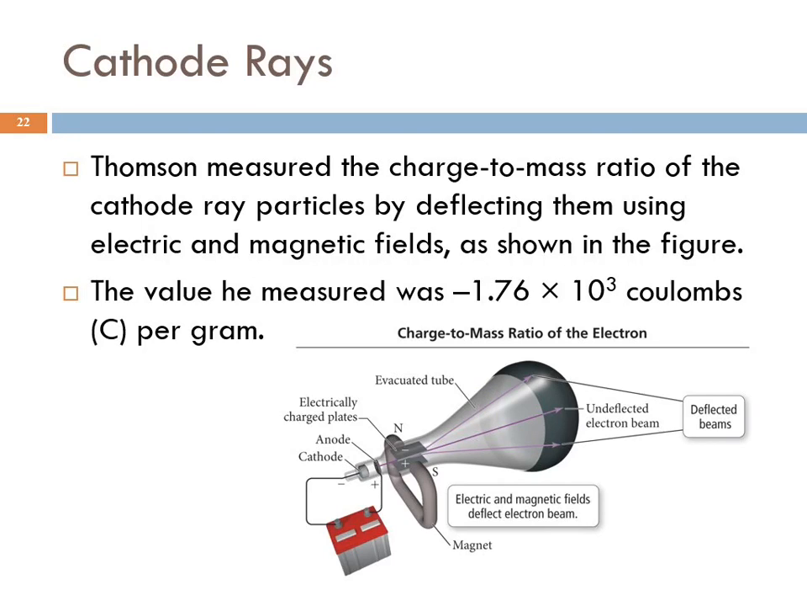And this is really the basis of the technology in a cathode ray television, a CRT television, the old tube kind. It had a cathode ray beam that rastered back and forth and gave you your picture. So he was able to measure the ratio of charge to mass. And that value was minus 1.76 times 10 to the third coulombs per gram. Okay, so very nice. You don't need to know that number, but there it is.